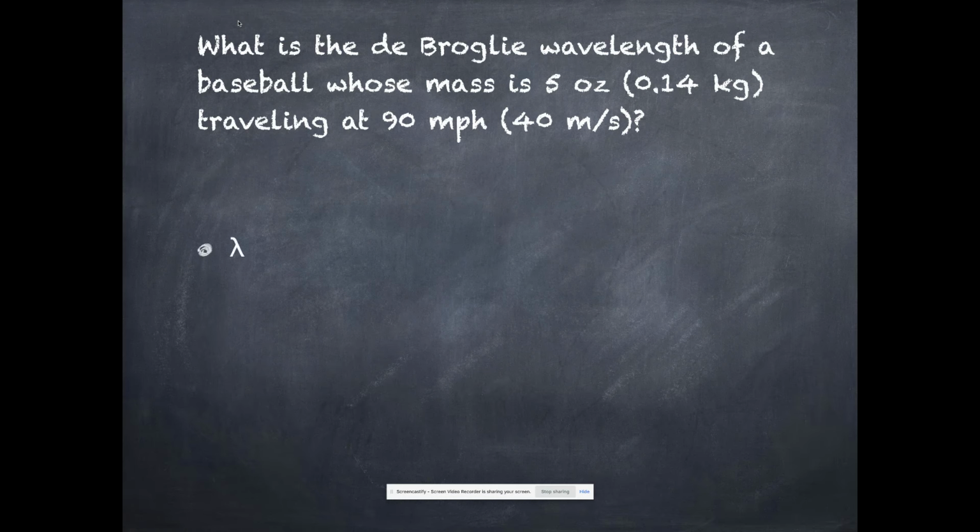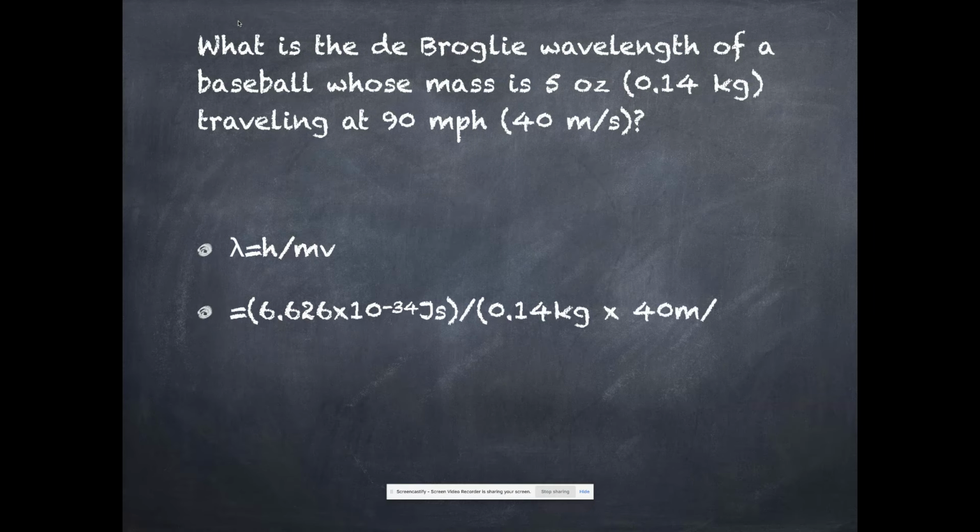But if you do the same calculation for something like a baseball, it turns out the wavelength is incredibly small, 10 to the negative 34th meters. So incredibly small compared to the size of the baseball. And you're not going to notice the baseball going up and down.